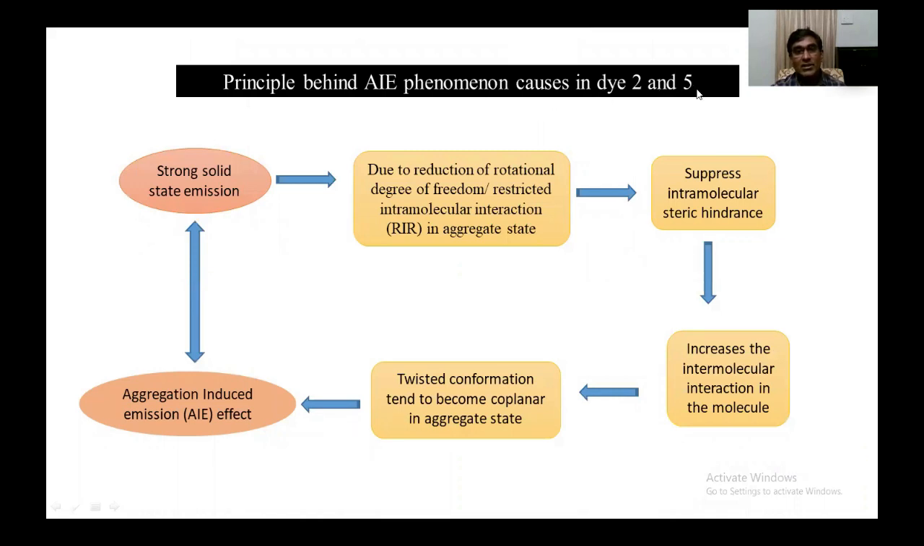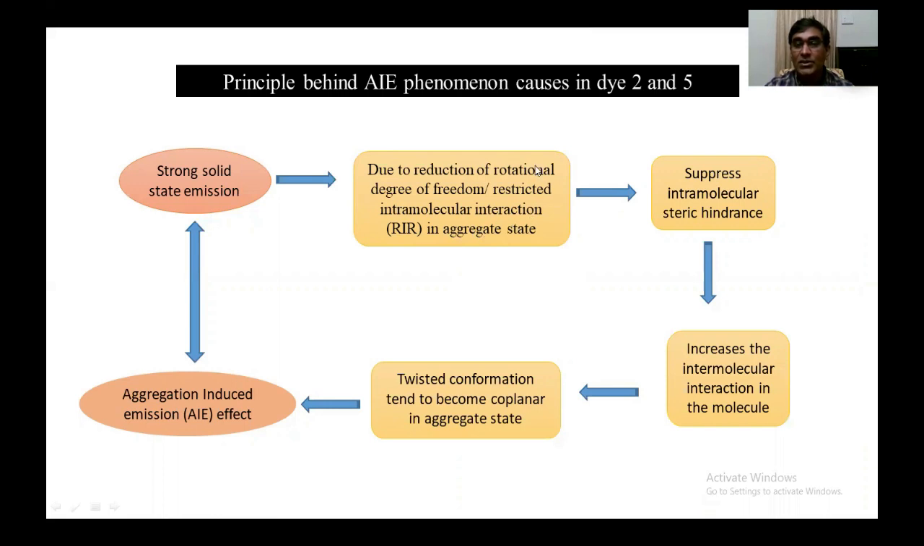Like in case of the second molecule, there we can see the two phenyl rings which are rotatable, okay, and in case of molecule fifth, where we have this carbazole as a donor, the heterocyclic amine, the rigid moiety, there we can see the restricted intramolecular rotation in the aggregate state. That's why the fifth molecule has good emission in solid state as compared to the second. It suppresses the intramolecular steric hindrance and increases the intermolecular interaction in the molecule.